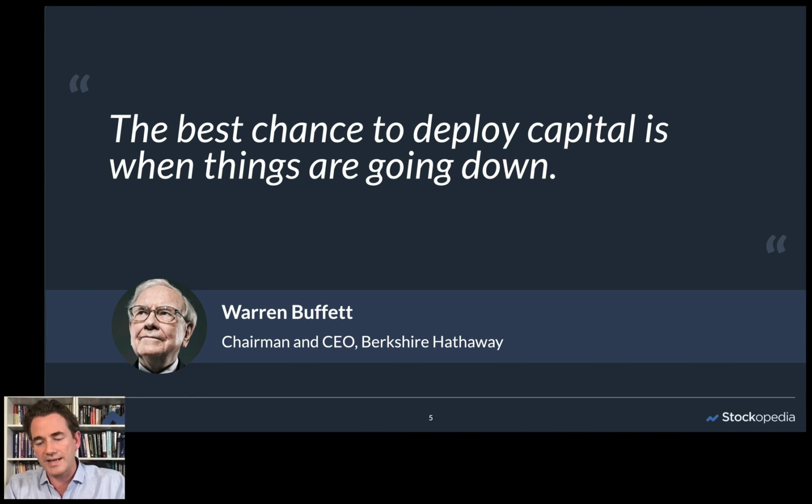And of course, as Buffett said once, it's only when the tide goes out you find who's been swimming naked. And we've seen lots and lots of problems especially in the debt markets. And that is probably going to take some time to unwind. But of course, as Warren Buffett also said, the best chance to deploy capital is when things are going down.